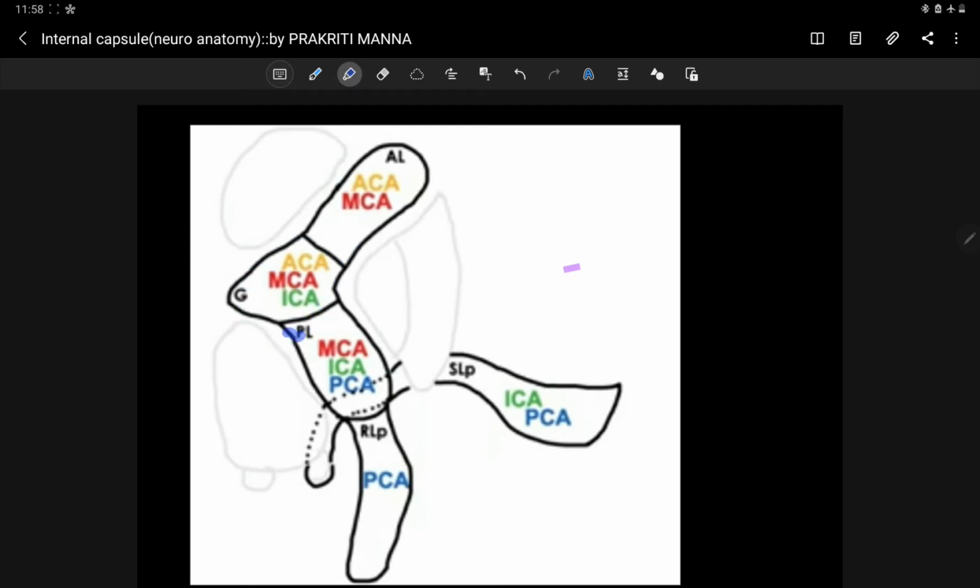Now at the genu level, you can see your genu. It is supplied by the anterior cerebral artery, the middle cerebral artery, and one direct branch coming from the internal carotid artery. Just add the internal carotid artery here.